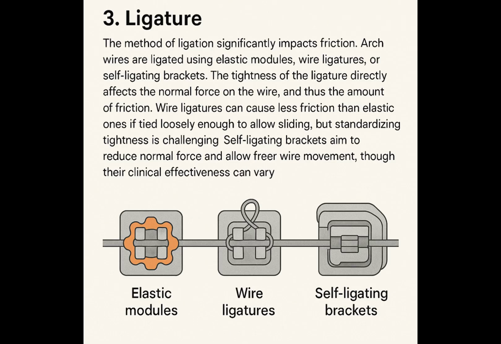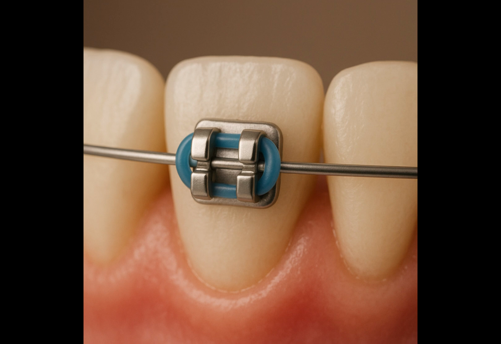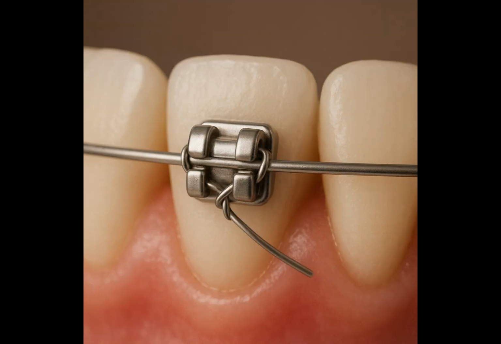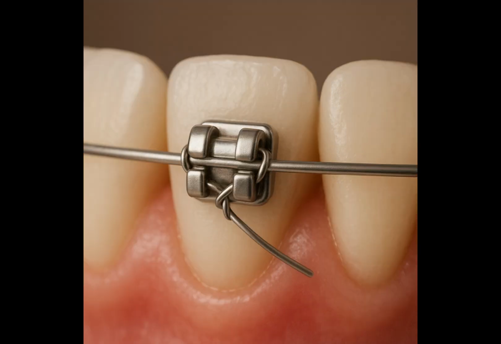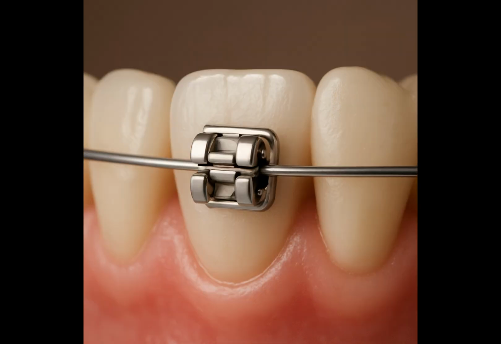Ligature, type and tightness. The method of ligation significantly impacts friction. Archwires are ligated using elastic modules, wire ligatures, or self-ligating brackets. The tightness of the ligature directly affects the normal force on the wire and thus the amount of friction. Wire ligatures can cause less friction than elastic ones if tied loosely enough to allow sliding, but standardizing tightness is challenging. Self-ligating brackets aim to reduce normal force and allow freer wire movement, though their clinical effectiveness can vary.